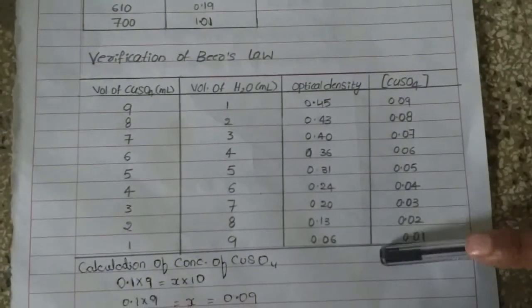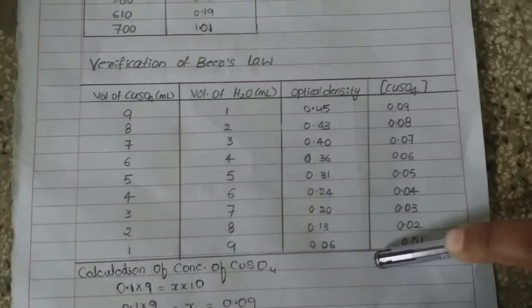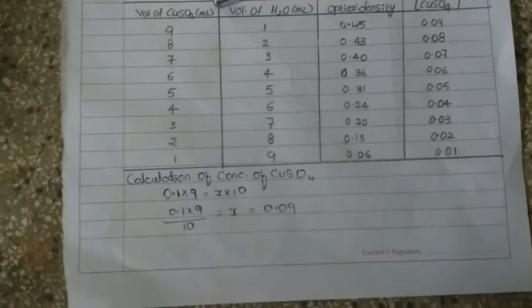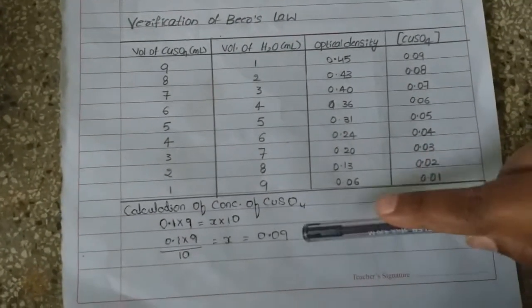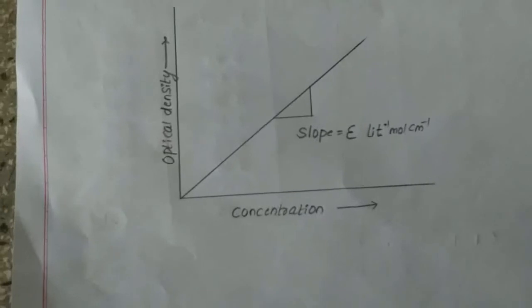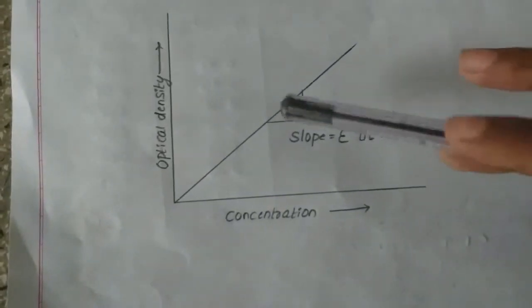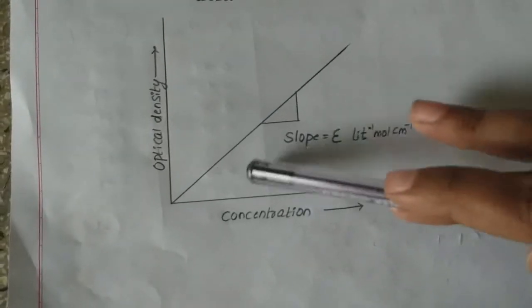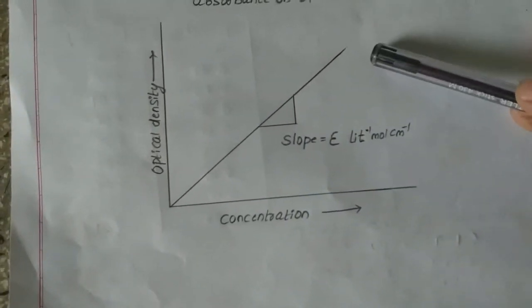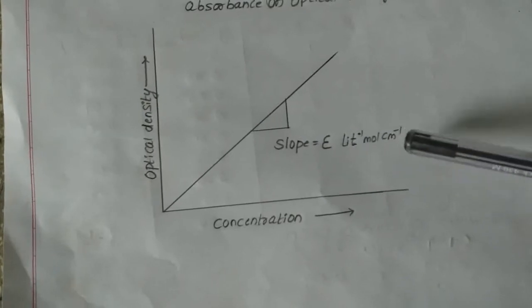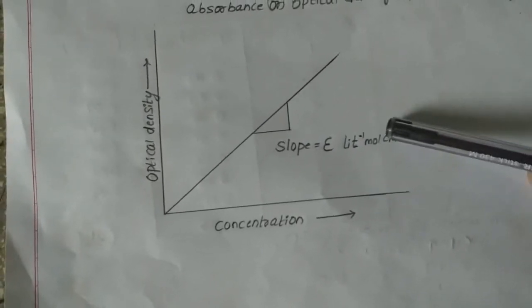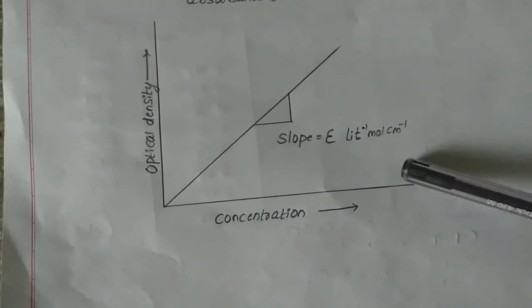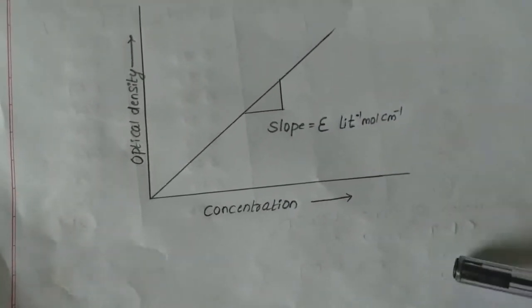These are the values for various concentrations of solutions, and this is the concentration of copper sulfate for the different compositions, and this can be calculated in this manner. A graph is plotted between the optical density and the concentration of copper sulfate solution. A straight line passing through the origin is obtained. The molar extinction coefficient can be determined from the slope of the line. As a straight line passing through the origin is obtained in the graph, hence Beer's law is verified.